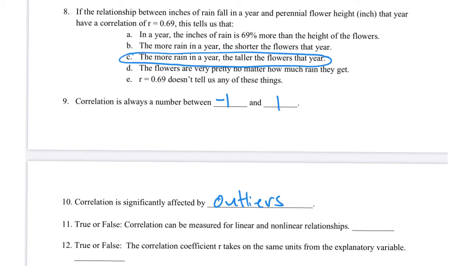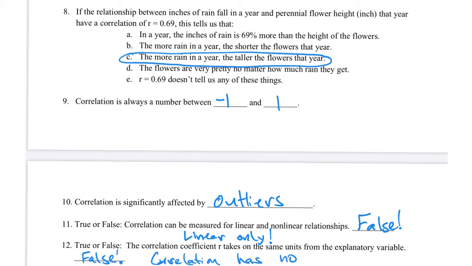11, true or false, correlation can be measured for linear and nonlinear. It's false. It is linear only, which in this class we're only talking about linear. And then number 12, true or false, the correlation coefficient R takes on the same unit from the explanatory variable. That is false again. Correlation has no unit.